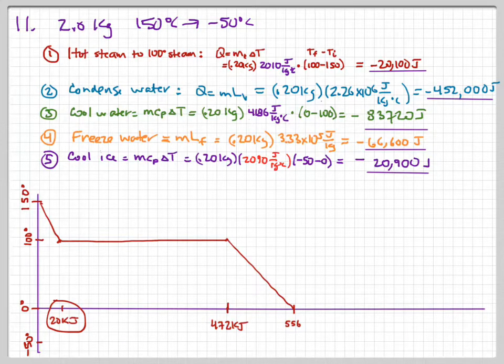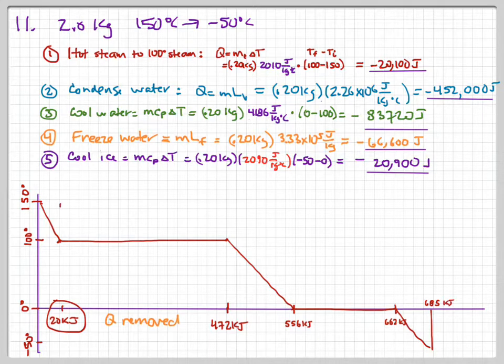Now we have 100 degrees Celsius liquid. We want to cool it off. So it's an MC delta T. So that's got 83,720 joules. So let's add 84 to that 472, and we get about 556 kilojoules. And then we're going to freeze it. And that's going to cost us another 66,000 joules, sorry. And then we're going to cool it off. And so we just step through adding up the values as we go to create a nice, lovely graph.